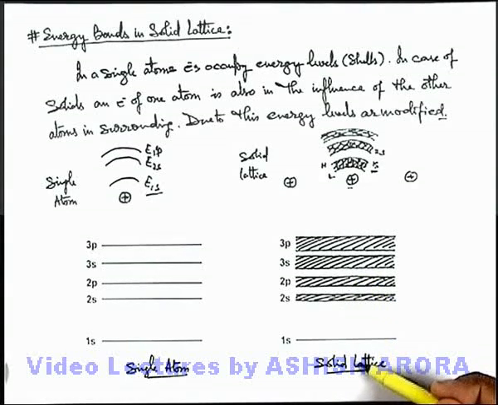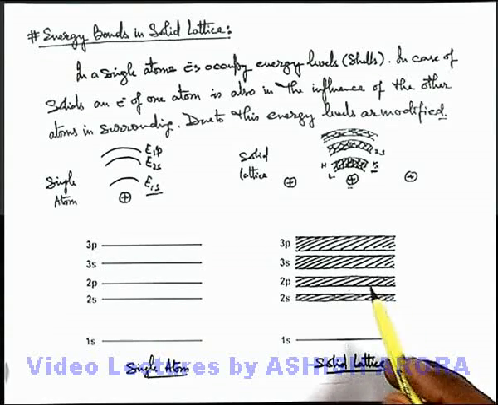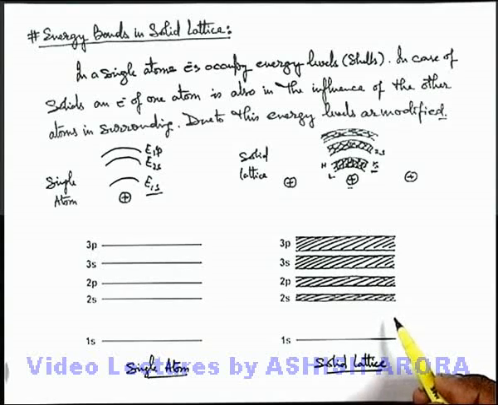So, in case of a solid lattice, energy levels of atoms are modified in the form of energy bands. I would advise all the students to keep this concept always in mind whenever you are dealing with any problem or analysis related to semiconductors, because in the coming sections we are going to discuss semiconductors, where this concept is quite important to understand.